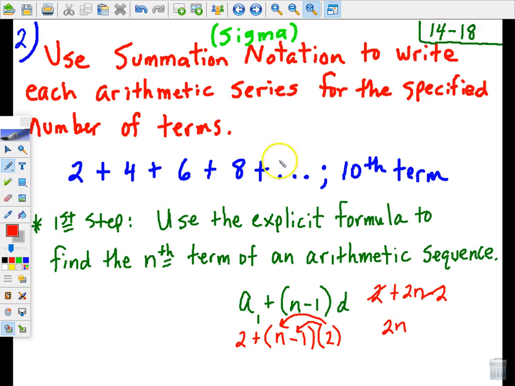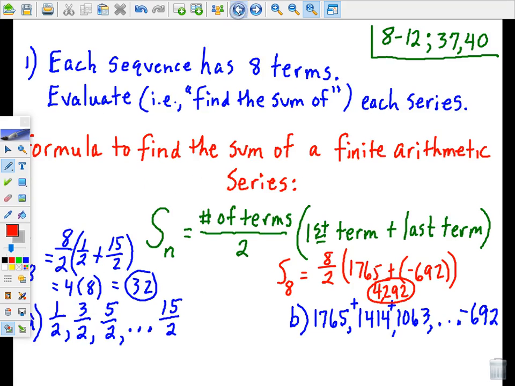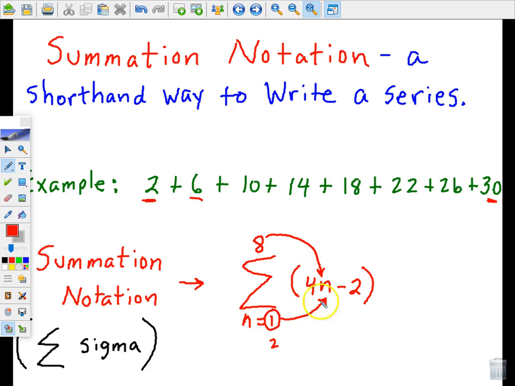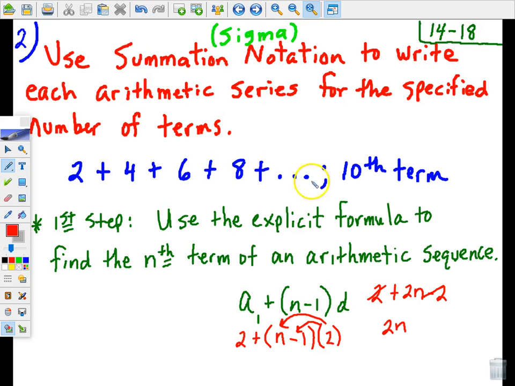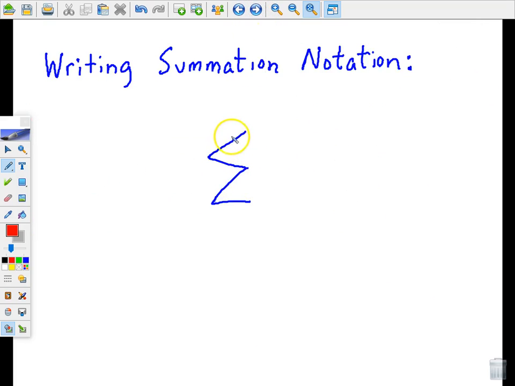So what I've just found, and we'll finish it all up in just a moment, is this expression that would go to the right of sigma. Okay, so here we go. We're going to finalize our answer. We were told that there's 10 terms. They got us started with this series, but they're telling us, without showing the whole series, that there's a total of 10 terms. So that means at the top of sigma, I'm going to put 10.